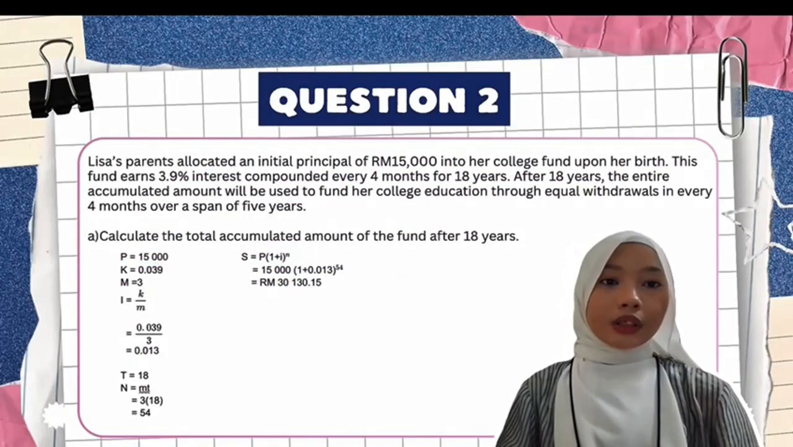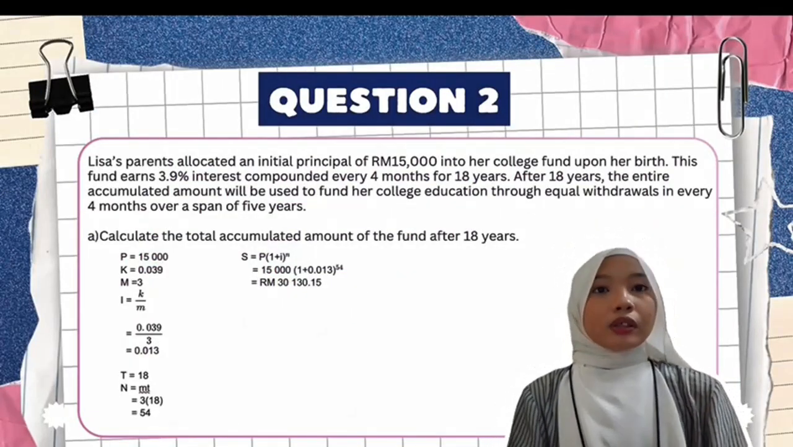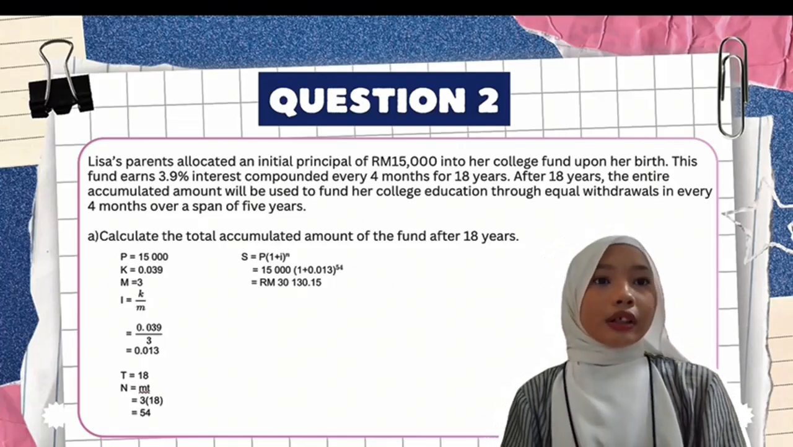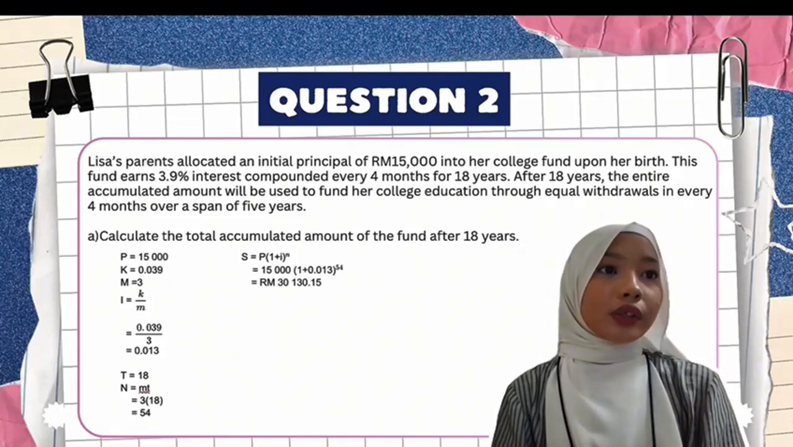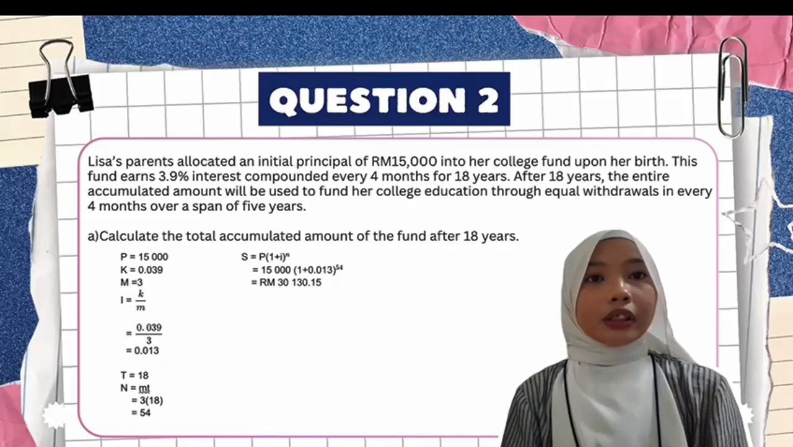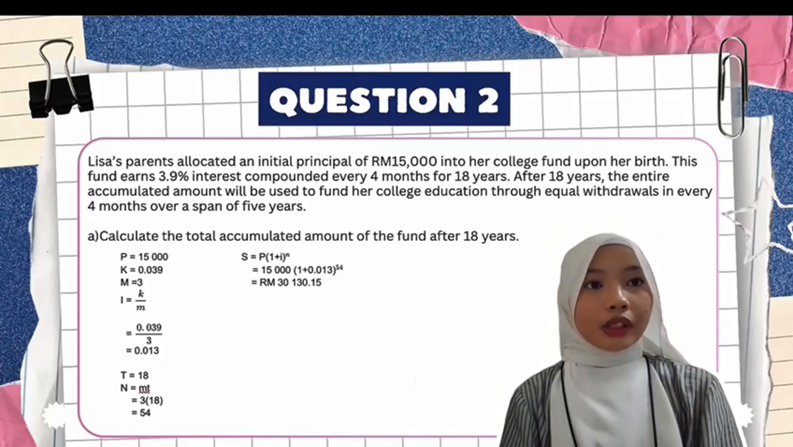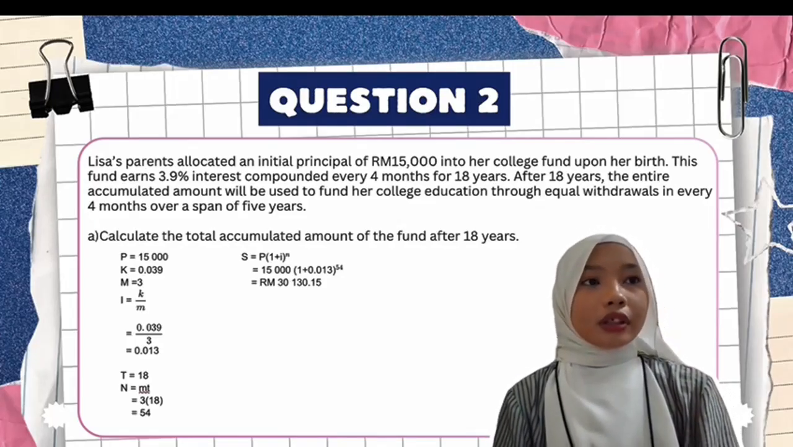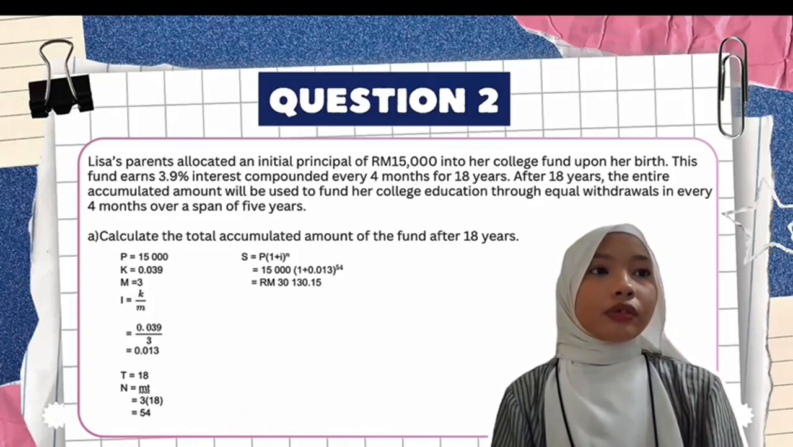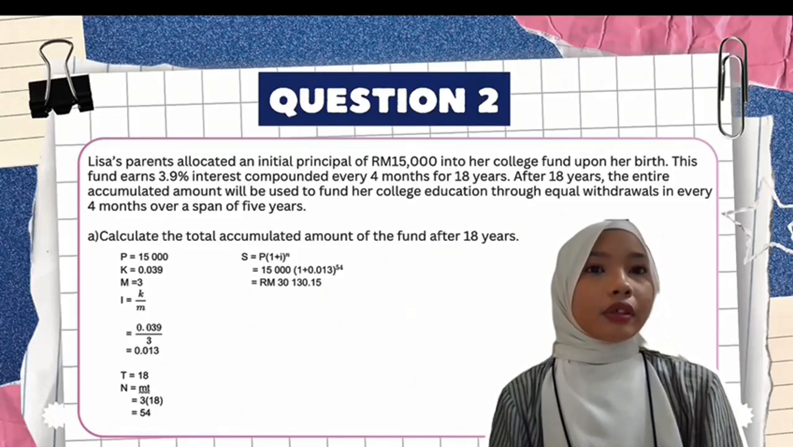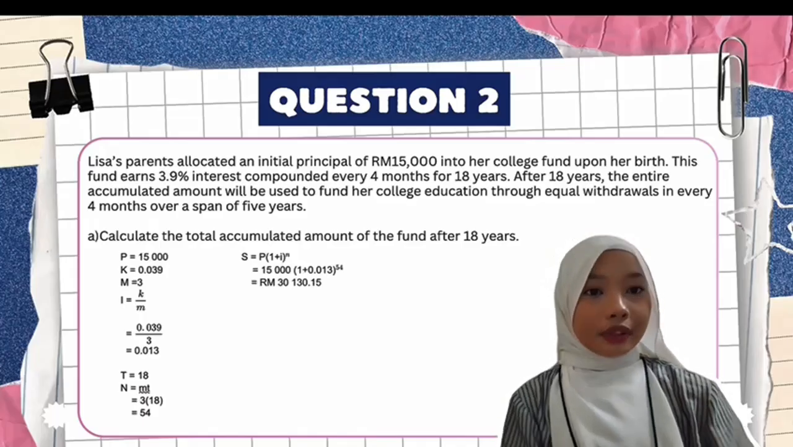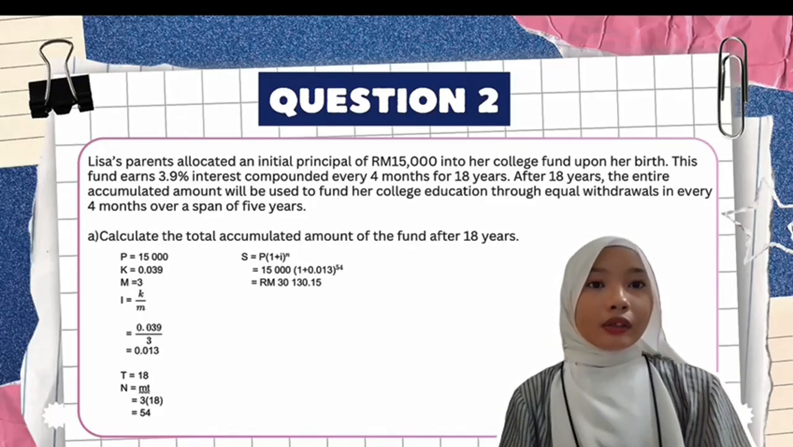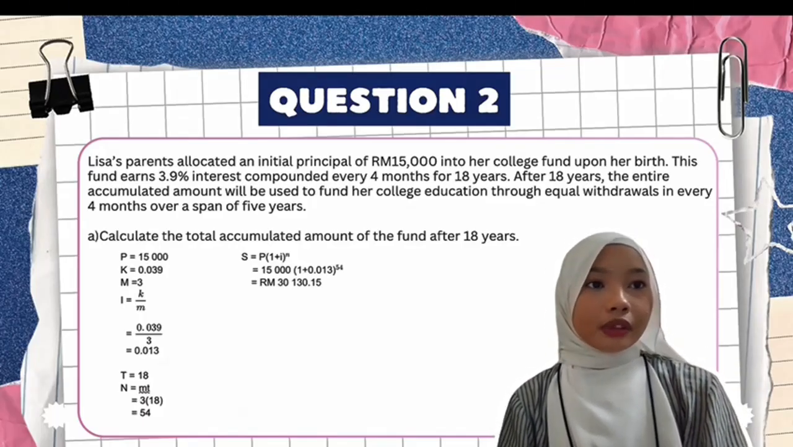Okay, next I'll be explaining question 2A. So the question is, Lisa's parents allocated an initial principal of 15,000 ringgit into her college bond upon her birth. This fund earns 3.9% interest compounded every 4 months for 18 years. After 18 years, the entire accumulated amount will be used to fund her college education through equal withdrawals every 4 months over a span of 5 years. So the question is, calculate the total accumulated amount of the fund after 18 years.